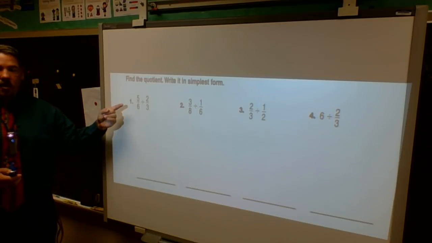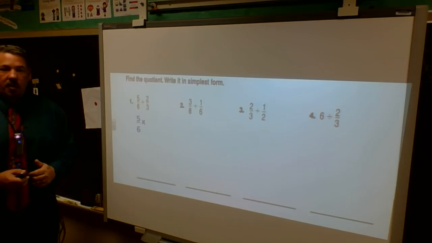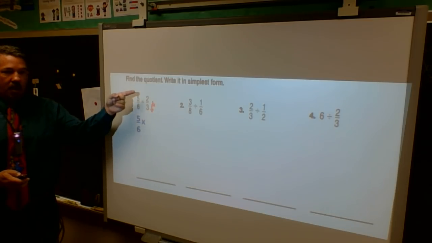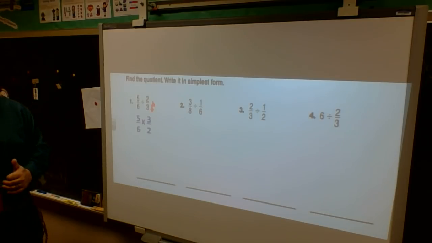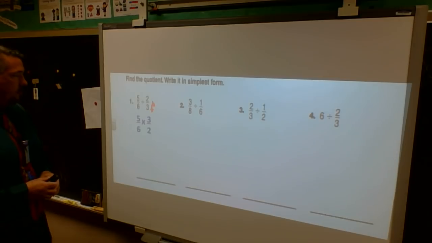I can't divide fractions, so I'm going to keep my first one. Division is going to become multiplication. I'm going to flip my second fraction. My denominator has to be my numerator. My numerator has to be my denominator. It has to be upside down. It has to become the reciprocal of.